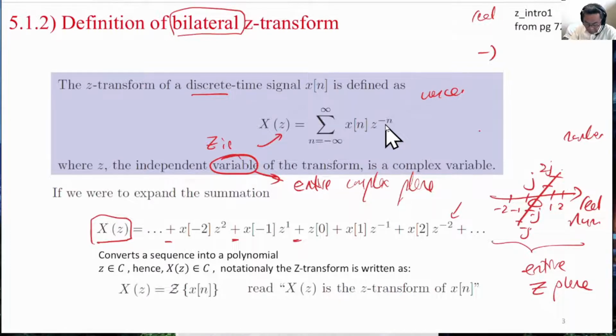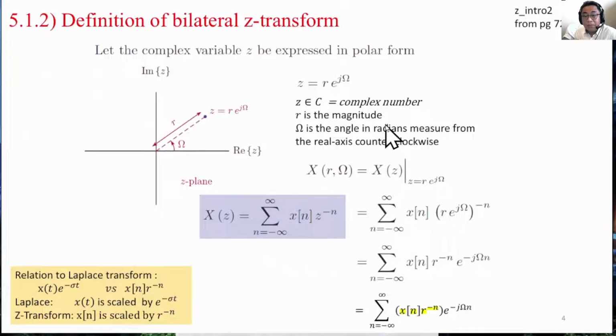So to recap, x of n is the input. Performing the Z-transform gives us X of z. Let's have a quick revision of the complex variable z. The horizontal line is the real part of z, and the position where it crosses is the number 0. The vertical line is the imaginary axis.